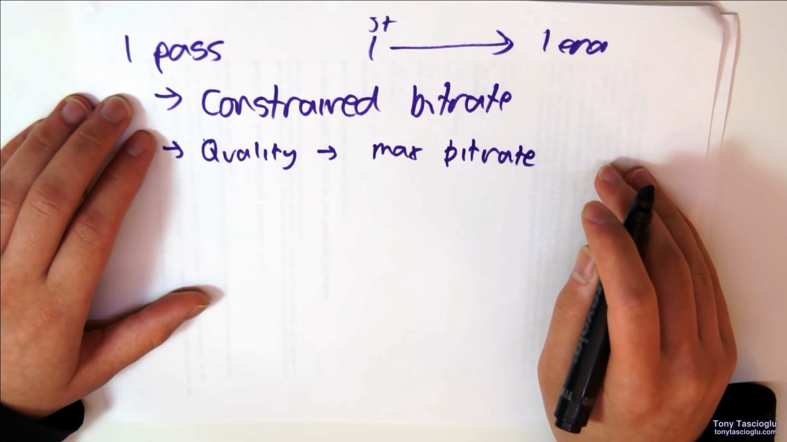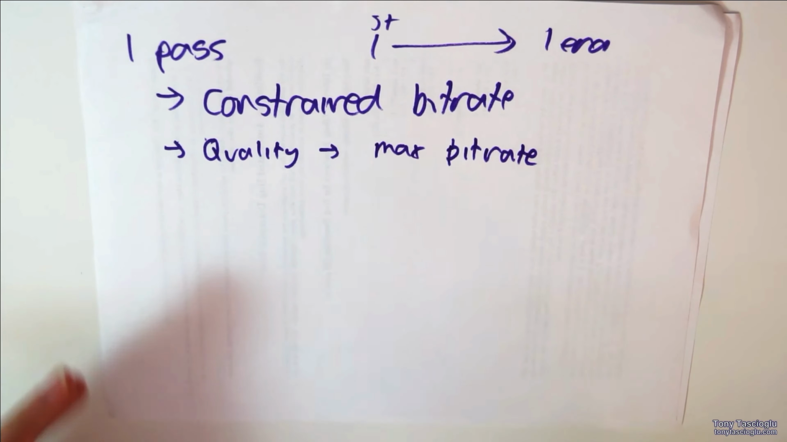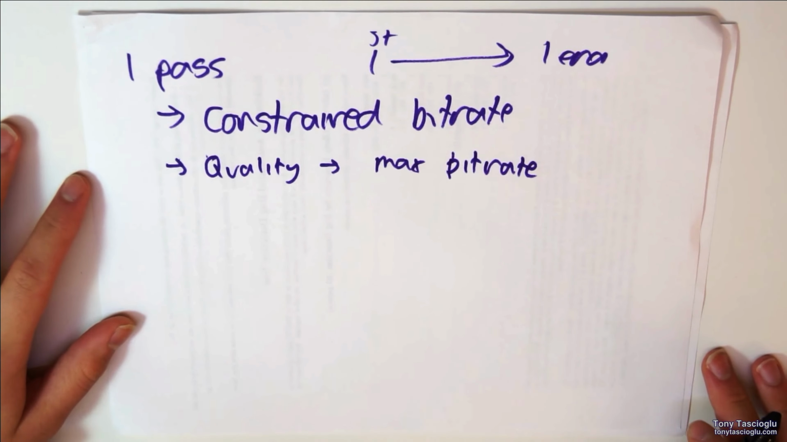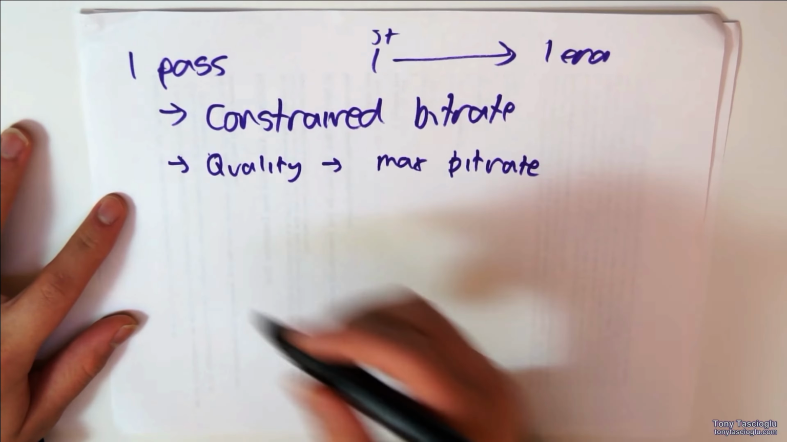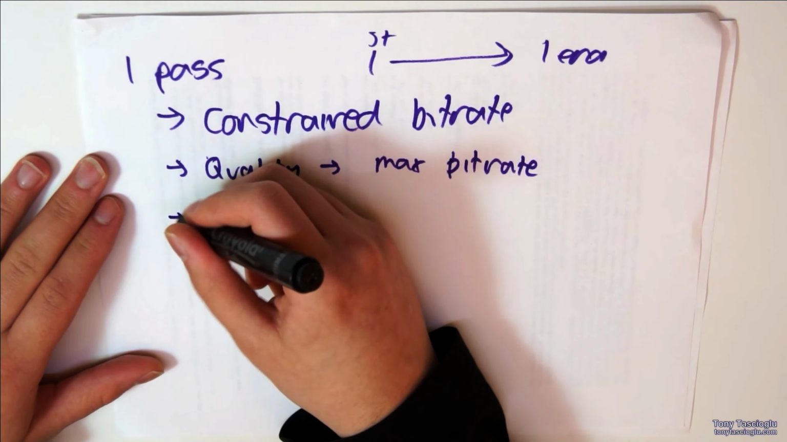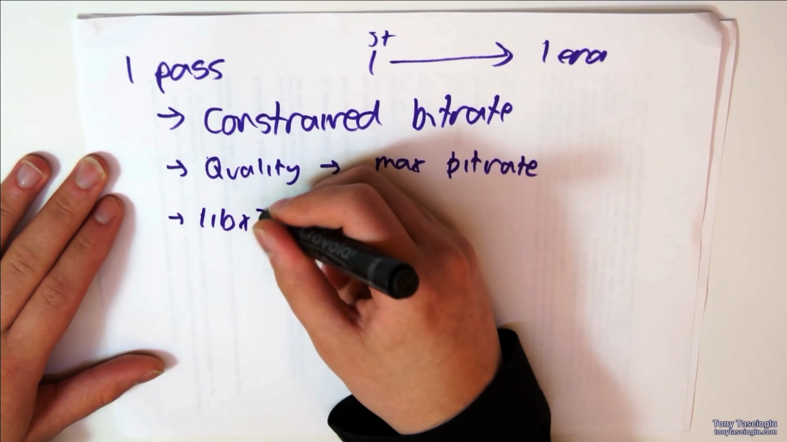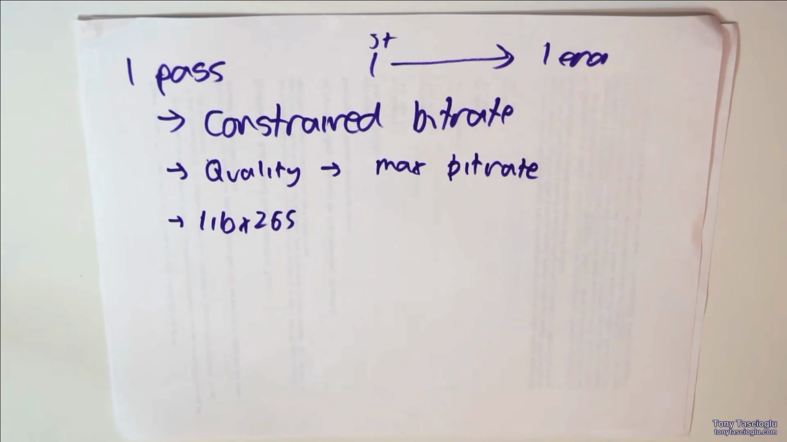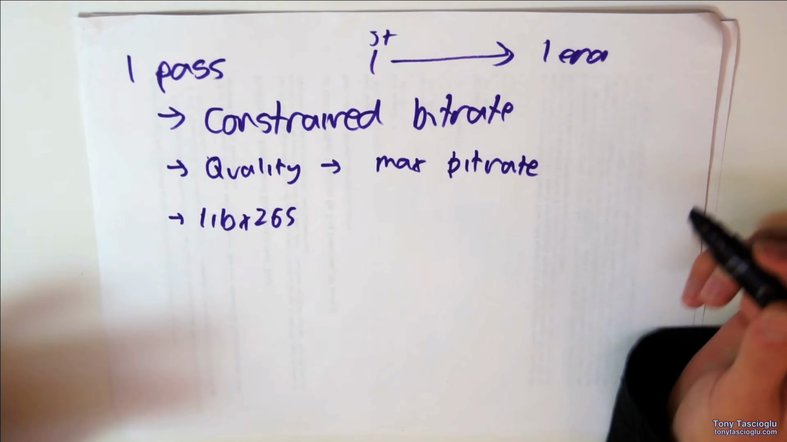Now, one pass is good if you want to achieve roughly the same file size and the same quality for, say, a group of videos. Now, for applications like X265 or H265, in particular libx265, generally you try to avoid one pass. And that's just because the quality doesn't turn out as good as it could. If you care about quality, you should just use CRF.